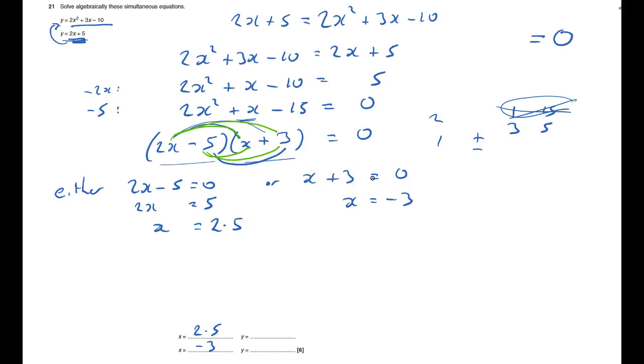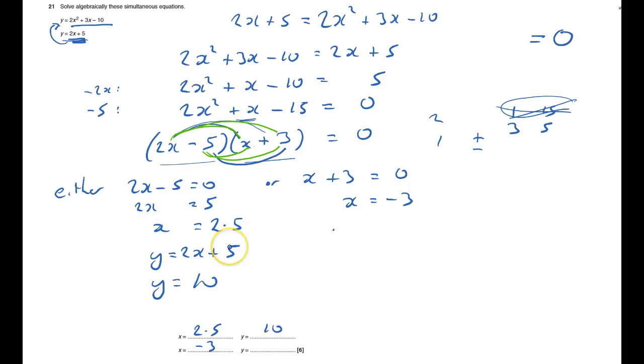And it reminds you that you need to find out what y is, because my original equations had x and y. I need to know what both x is and what y is. So I need to use an equation. I can either use the top one or the bottom one. Pretty obviously you want to use the bottom one. y equals 2x plus 5, so y will equal 2 times 2.5 is 5, plus 5 is 10.